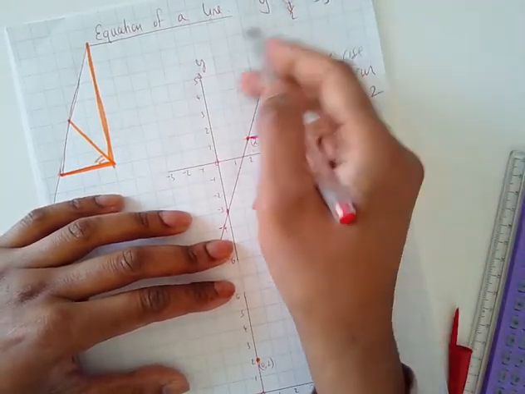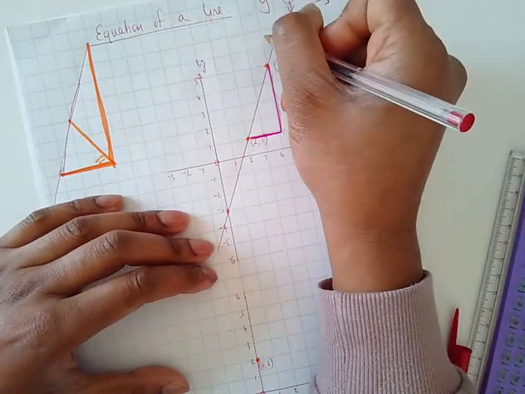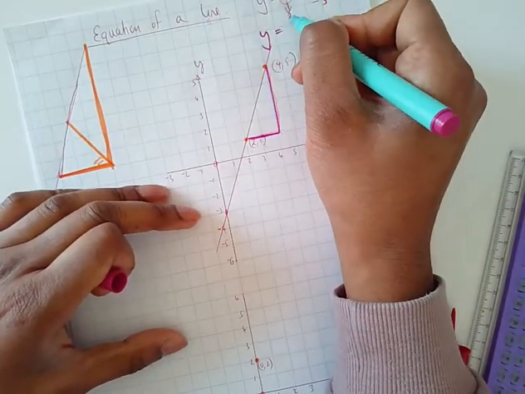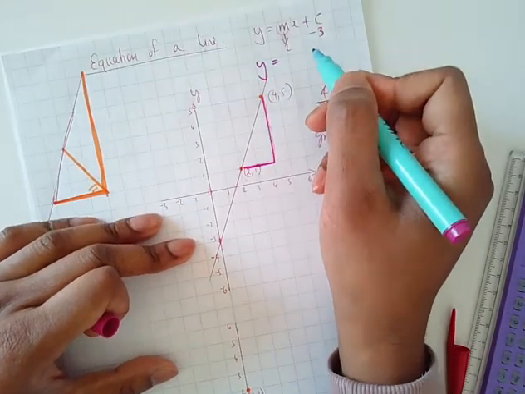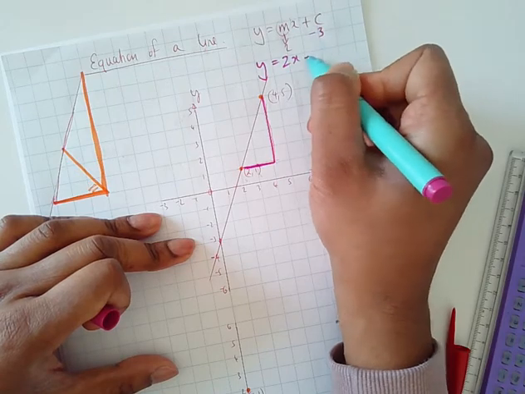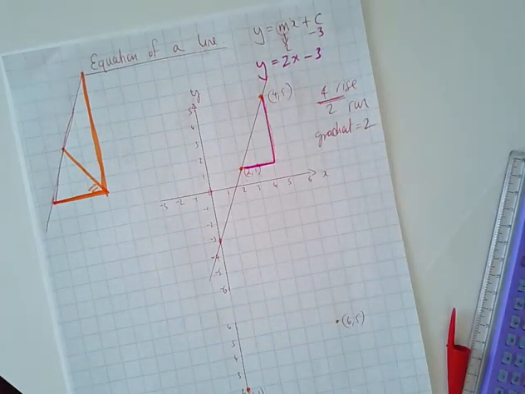So the equation of this line here is y is equal to 2x minus 3. All right, here's another one.